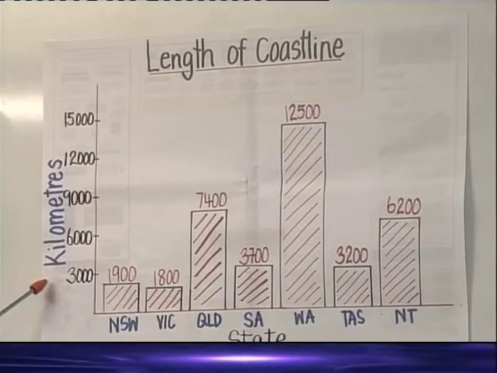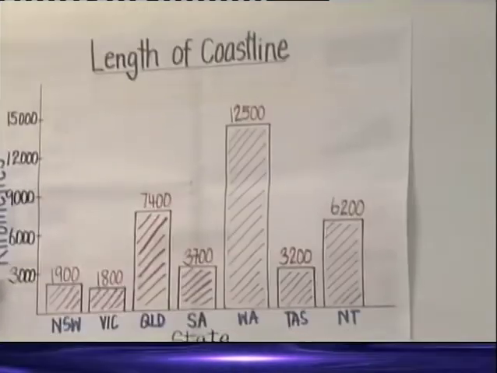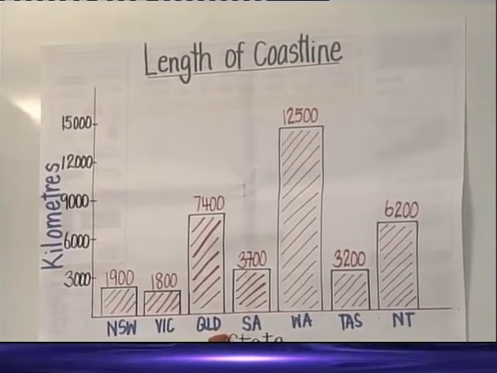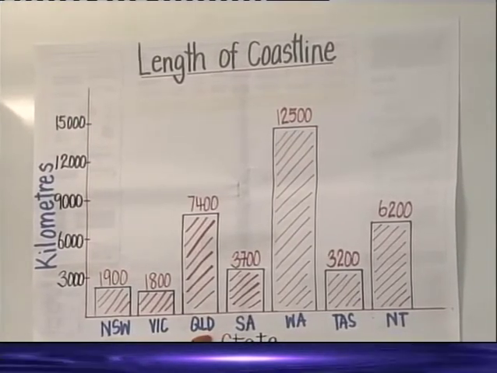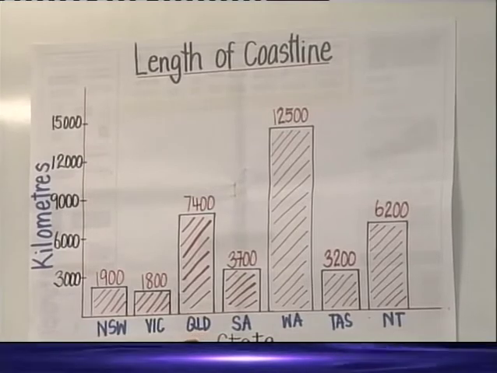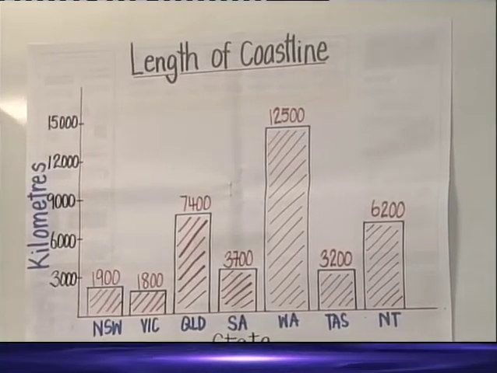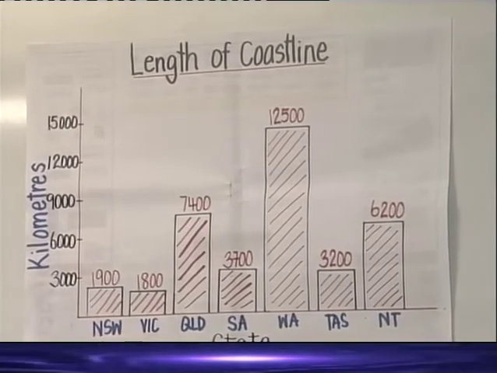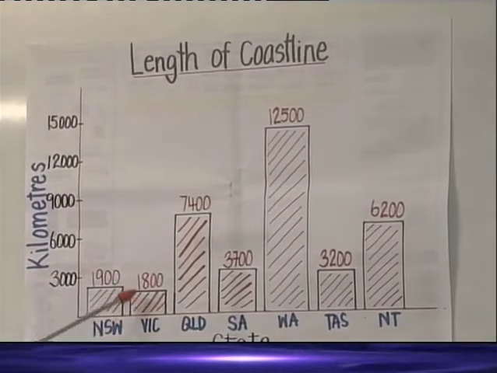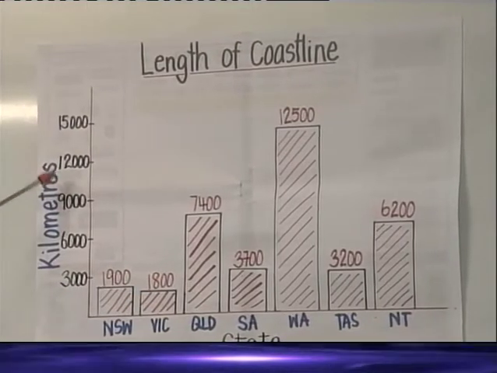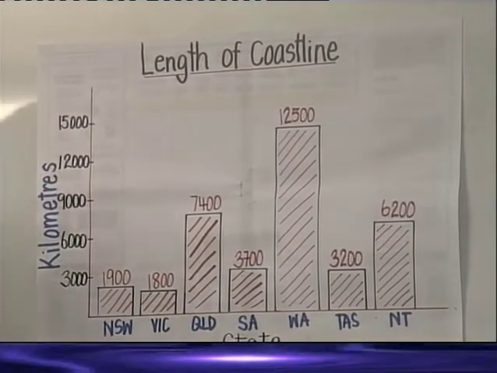So which is the highest coastline in Australia? Western Australia, very good, which is 12,500 kilometers, okay? And the lowest coastline in Australia, Victoria, 1,800 kilometers, right? Okay, we leave that, thank you.